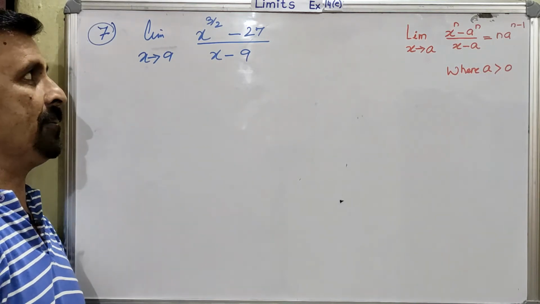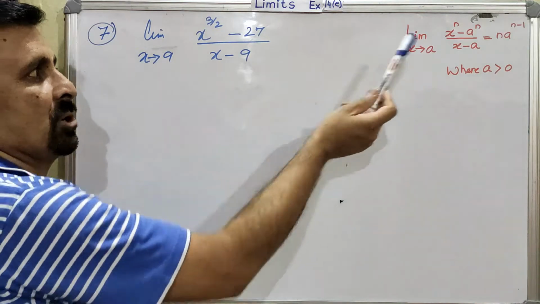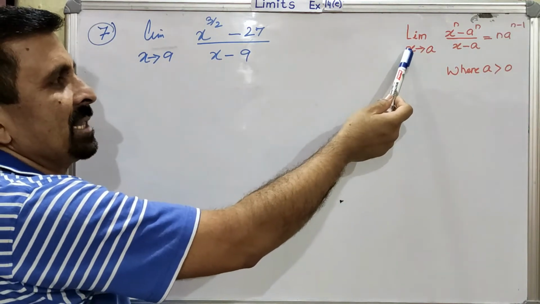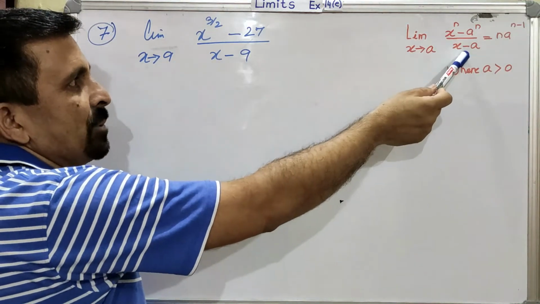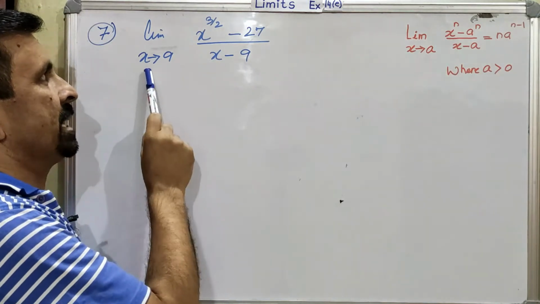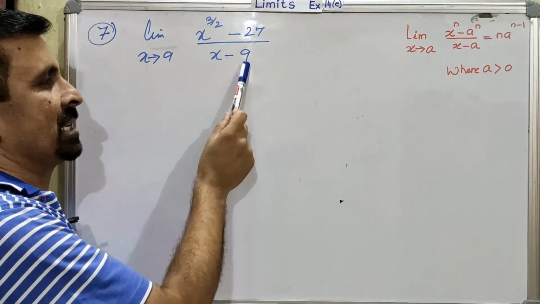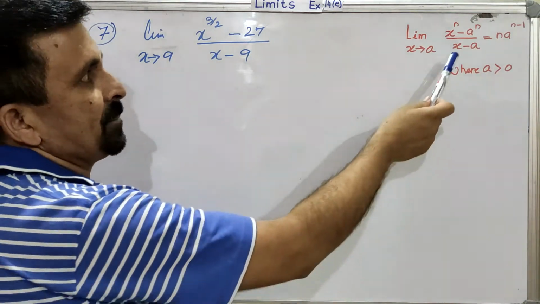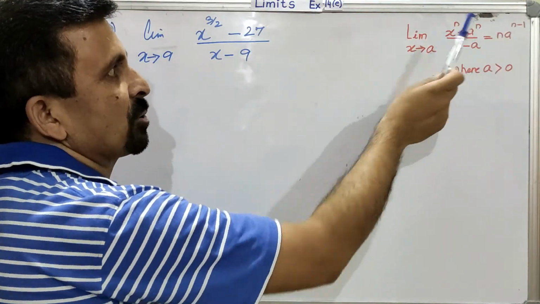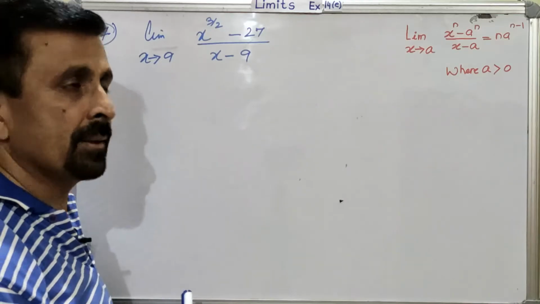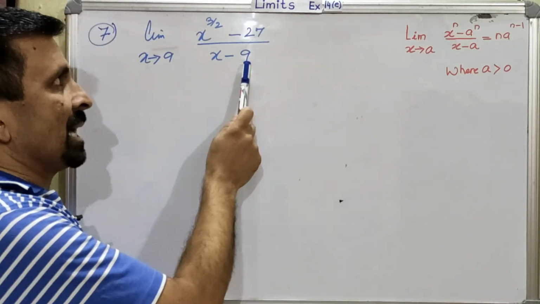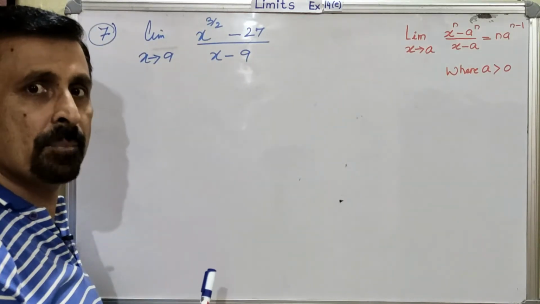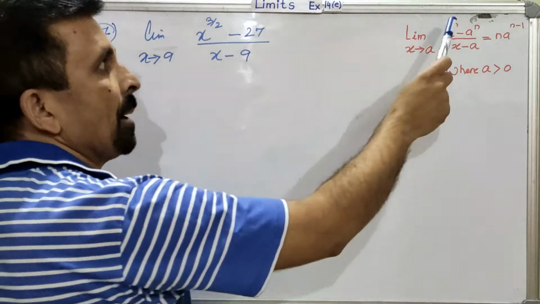Now I'm going to link this question with this question. What I see here is, when this is x tending to a, this has to be x minus a. And here it is x tending to 9, and this is x minus 9. Same to same, nothing to do. Now if this is x minus a, this also has to be x minus a. So this is x minus 9, and this has to be x minus 9. Clear? And the power has to be the same.